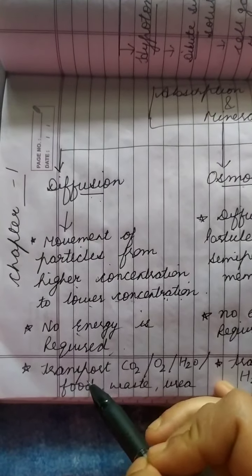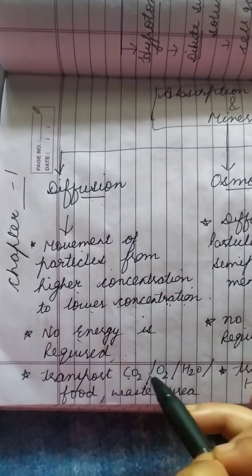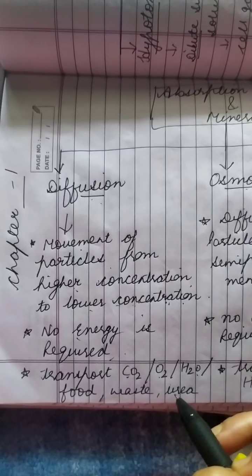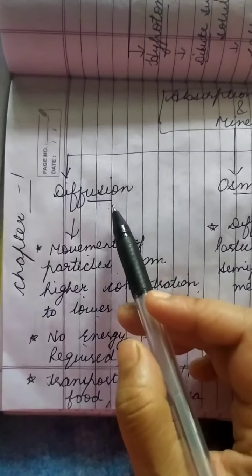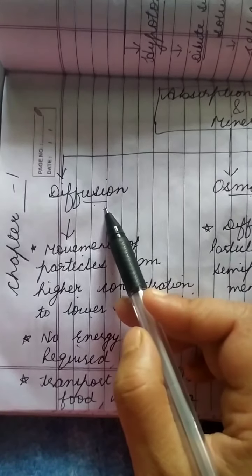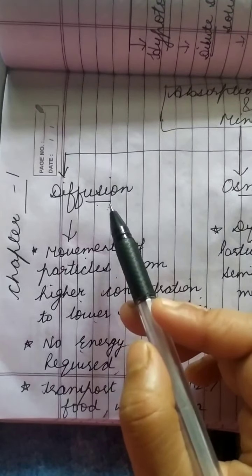And then the function of diffusion is to transport carbon dioxide, oxygen, water, food and waste materials such as urea. Diffusion can happen in plants as well as in animal cells, especially the unicellular animals.